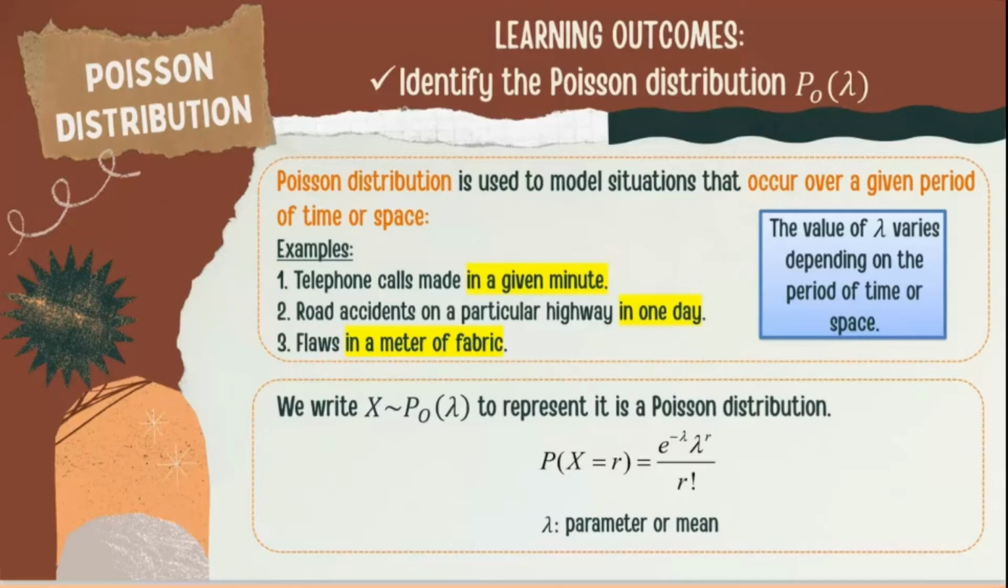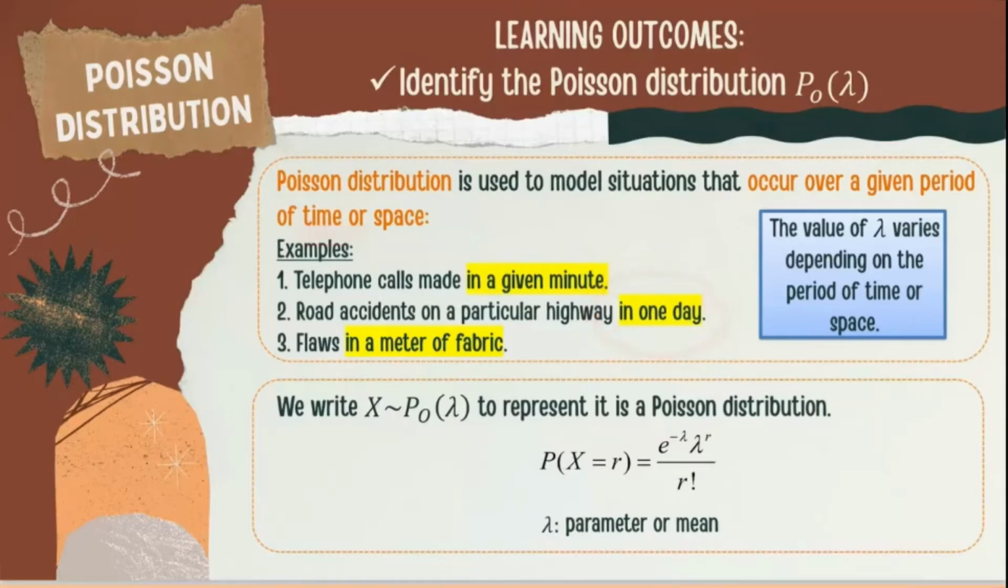Okay, so untuk Poisson distribution, it is used to model situation that occur over a given period of time or space. So dia punya soalan selalunya dia akan macam ni. Telephone calls made in a given minute. So ada berapa phone call dalam 1 minit. So ini kita ada period of time. Okay, and then let's look at number 2. Road accidents on a particular highway in 1 day. So ada berapa accident dalam 1 hari. So ini pun kita ada in a period of time.